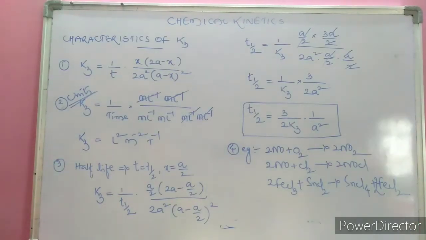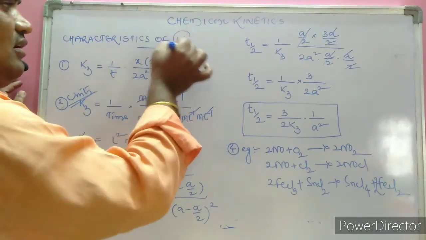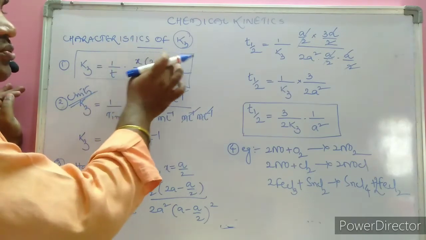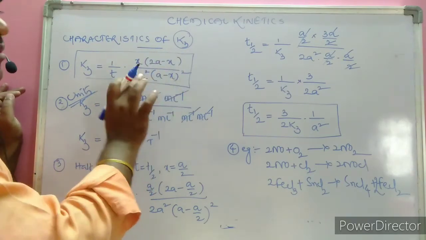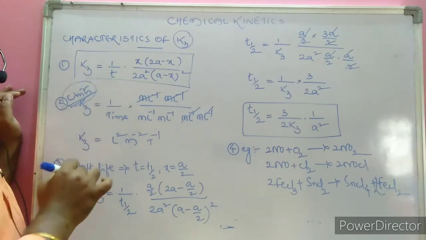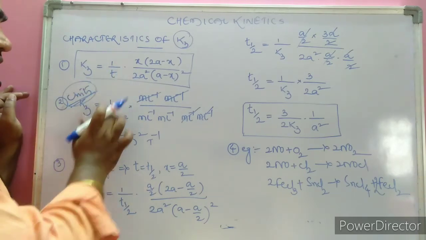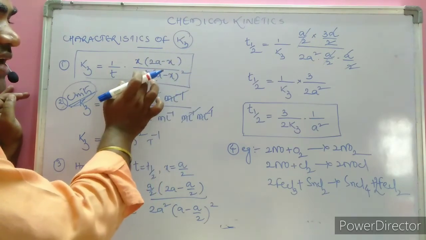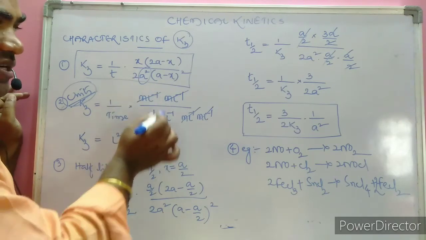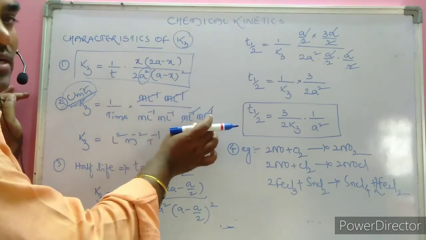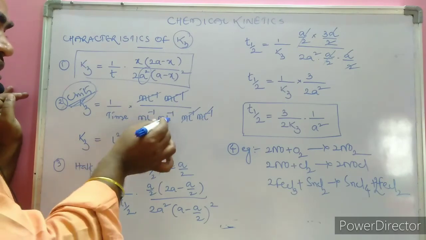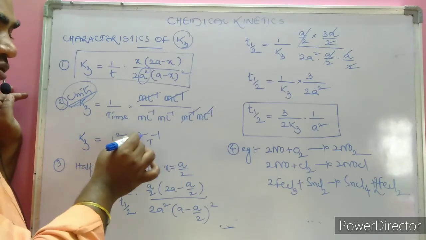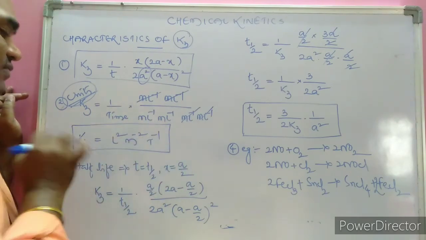After the derivation of the integrated rate constant K3 expression, the first characteristic is the K3 expression: 1 by t into x(2a minus x) by 2a square into (a minus x) whole square. The second characteristic is the units. K3 times time, x means concentration, 2a minus x is also concentration, 2a square is two concentrations, and (a minus x) whole square is also two concentrations. Hence K3 has units of liter square mole to the power of minus 2, time inverse, which is very important.